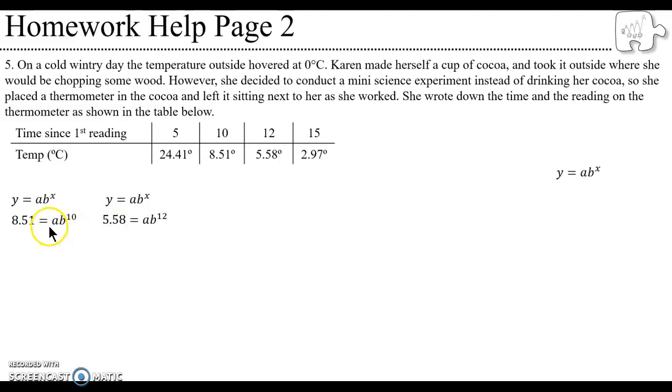All we have to do here is divide by b to the 10. The b to the 10s cancel out, and we're just left with 8.51 over b to the 10. I'll give you a couple seconds to write that down.